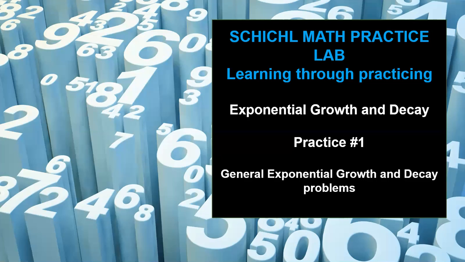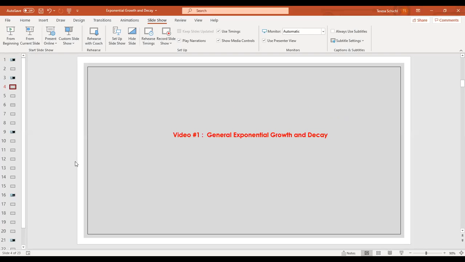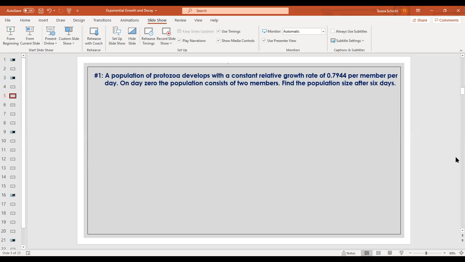And in this unit, we try to practice problems related to exponential growth and decay types of problems. This is our practice set number 1. So in this set, we're going to talk about the general exponential growth and decay types of problems. That's video number 1. Let's go ahead and take a look at our first problem.